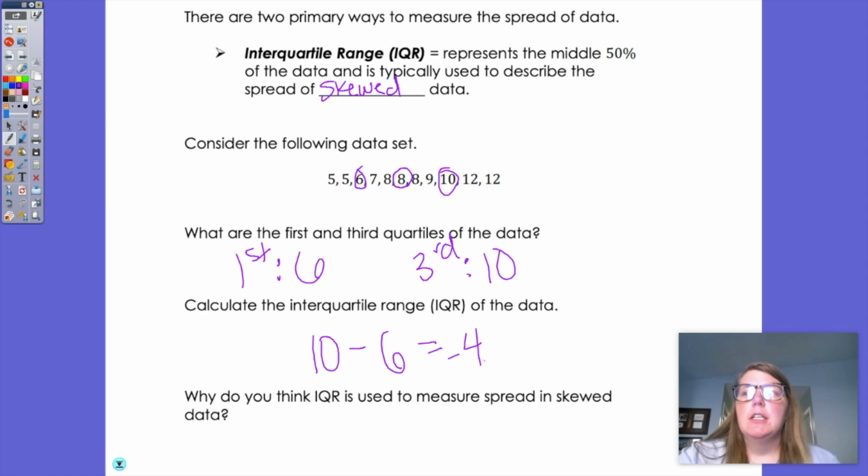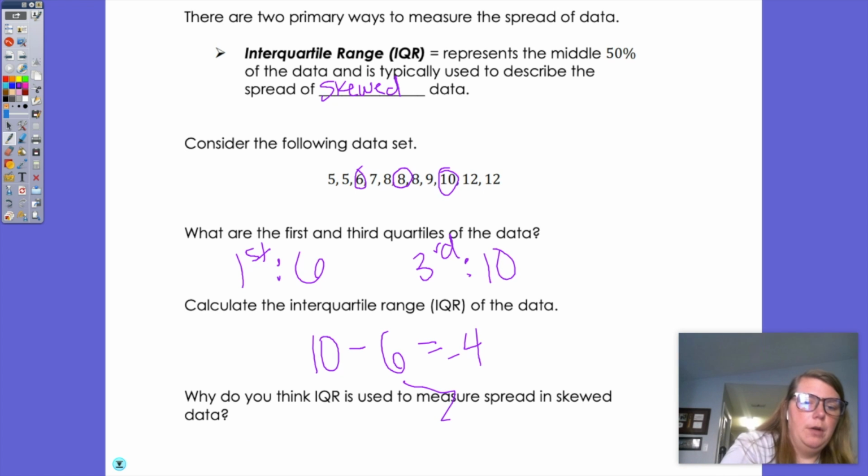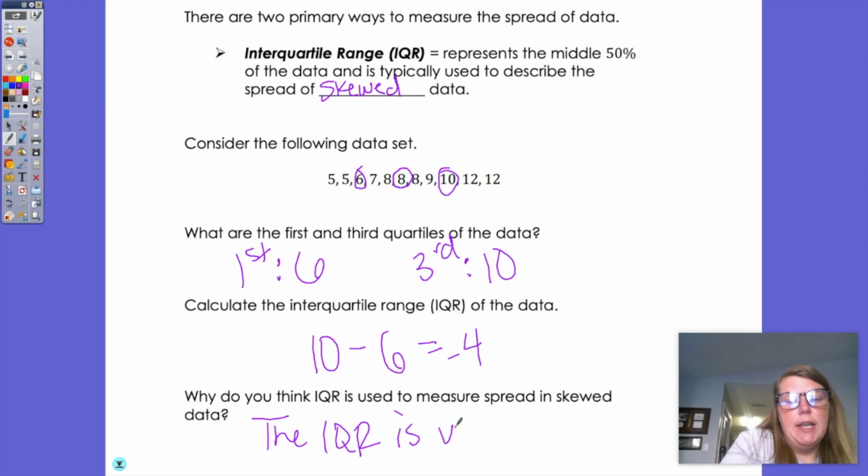And again, I kind of talked about this already, but why would we use the IQR for skewed data? This data is not skewed, but if it were, that middle 50%, the IQR, is not going to be affected by the skew. So the IQR is unaffected with skewed data.